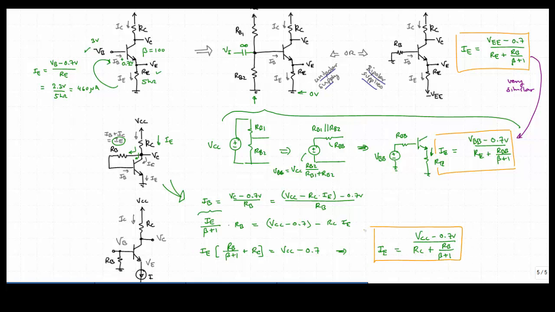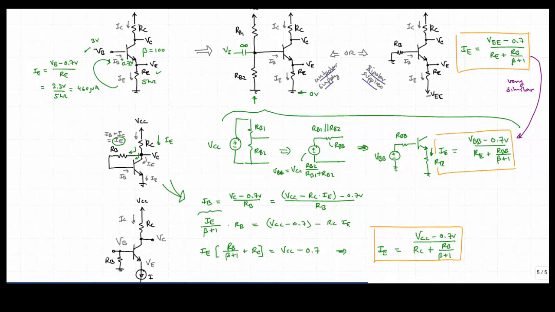The driving voltage is now VCC and not VBB or VEE. And we have actually the collector resistor acting as a feedback resistor instead of the emitter resistor. And then we have the base resistance again that's reflected through a 1 over beta plus 1.